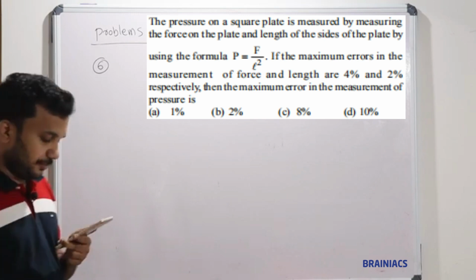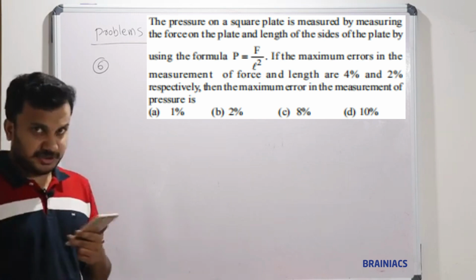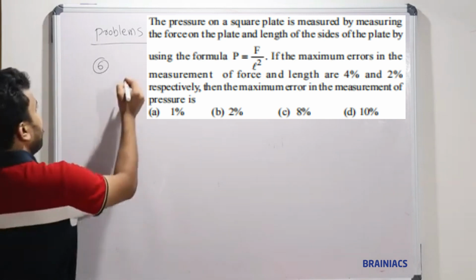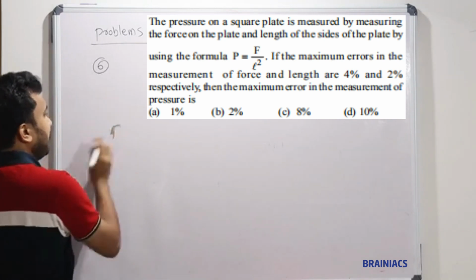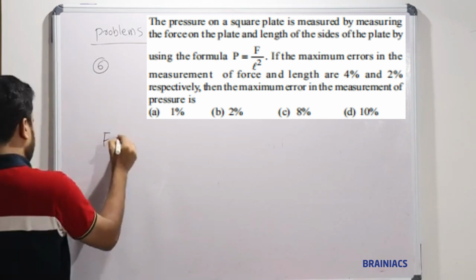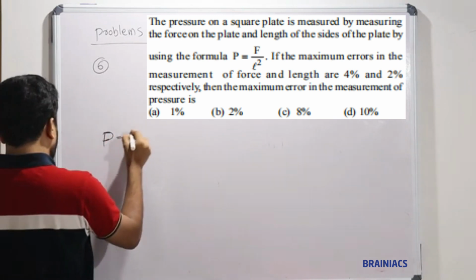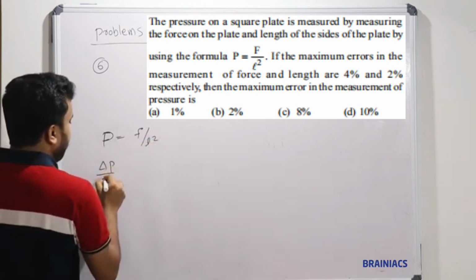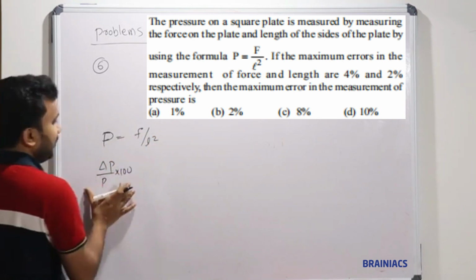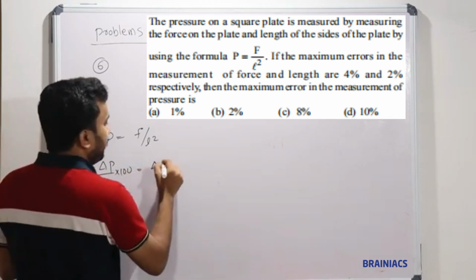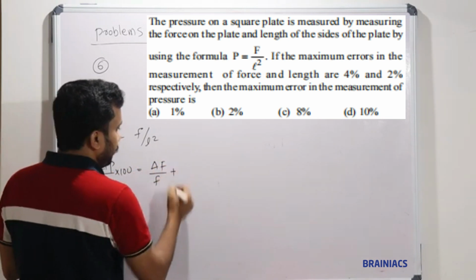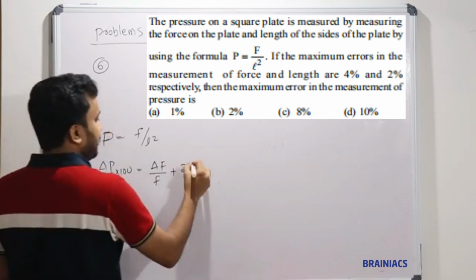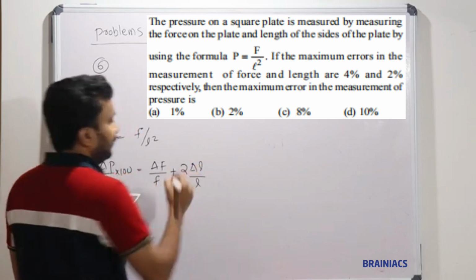The question is given in terms of 1%, 2%, 3%, which means it is something called percentage error. How will we calculate the percentage error? We have the formula, pressure P is equal to F divided by L squared. We calculate delta P divided by P into 100. This is called percentage error, which I want to find out. Delta F by F, and for L squared, it comes as 2 times delta L by L.